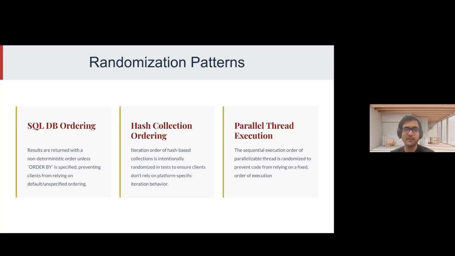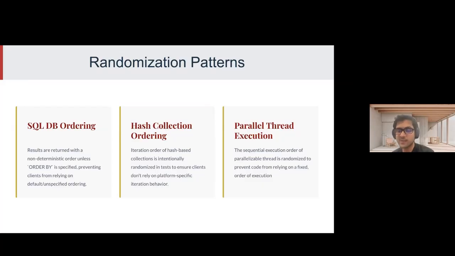That way, it prevents your system under test from relying on ordering without explicitly requesting it. There's also hash collection ordering. The order of iteration of hash tables is typically non-deterministic, but it's not uncommon to find code that relies on a particular order of iteration. So many libraries, like Google's Guava collections and immutable factories, intentionally randomize the order of iteration so that the system under test doesn't rely on it.